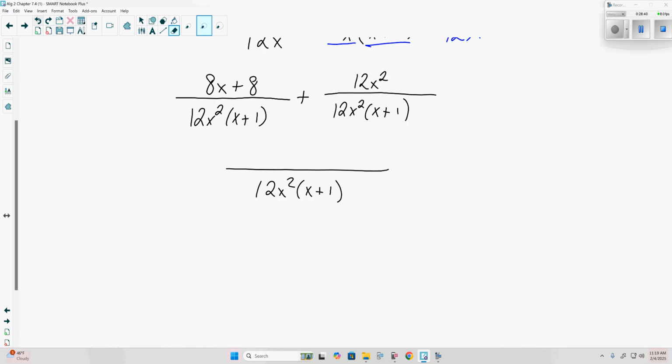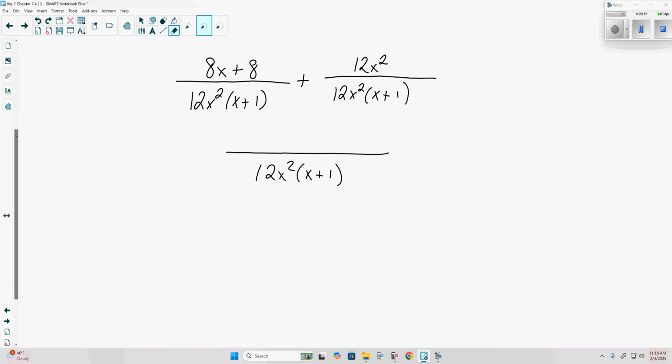We can no longer add them together because the denominators aren't the same. So there are some places where doing a reduction first is fine, because as long as we can keep those denominators the same, it works. But here we have to keep that 12x squared because we need them to both have denominators of 12x squared times our x plus 1. Does that make sense?